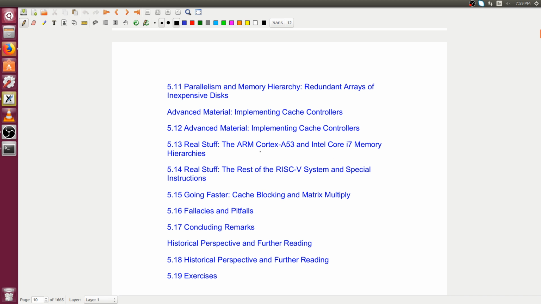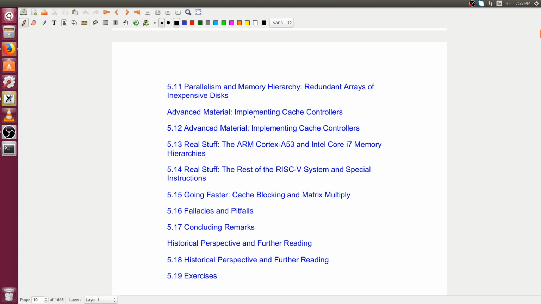If I'm not mistaken, does Apple use the A53? What does Apple use? I have no idea. I'm trying to think of the reason why they would include Intel Core i7 and ARM Cortex-A53.